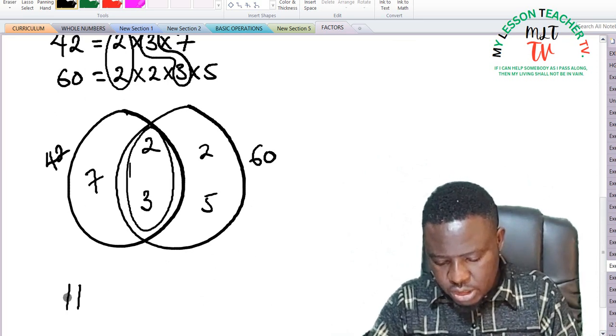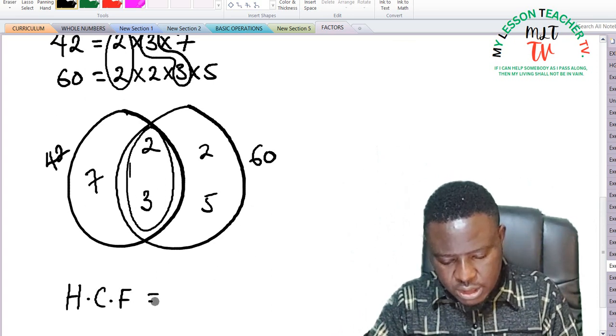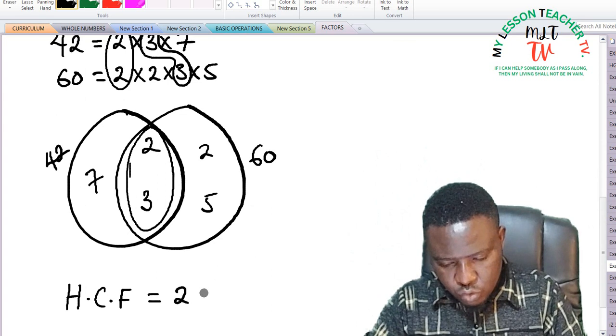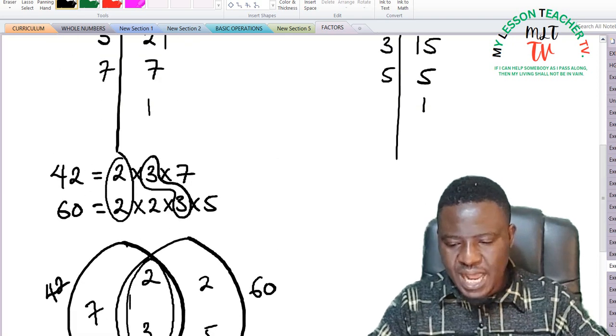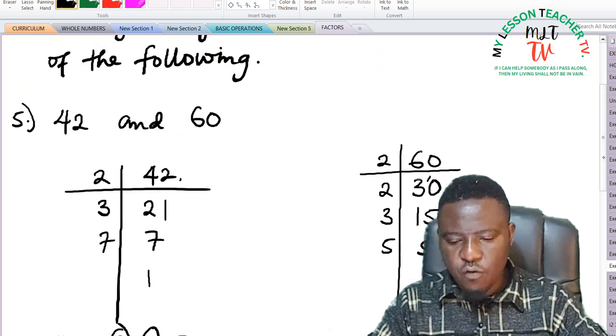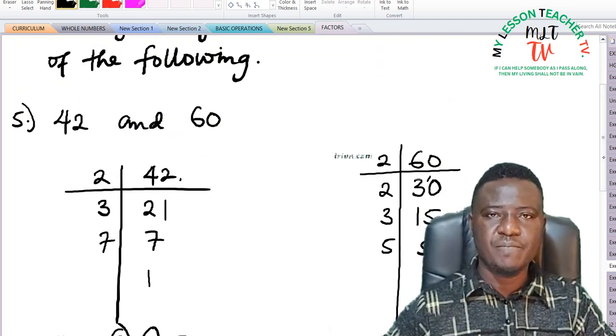So the HCF of 42 and 60 is the product of 2 and 3. And 2 times 3 is 6. So 6 is the highest common factor of 42 and 60.